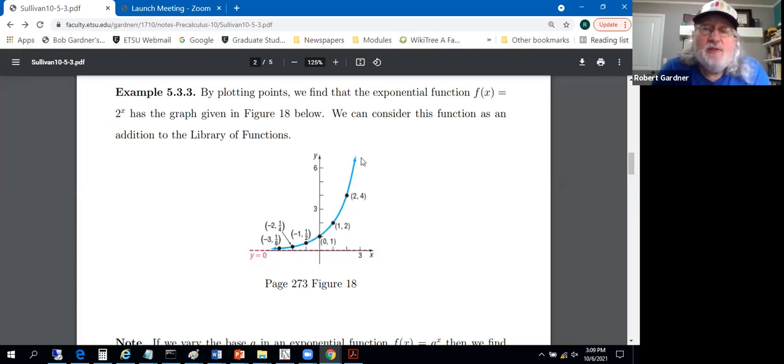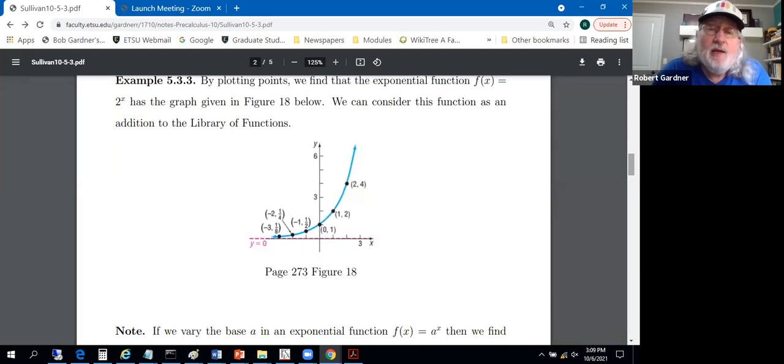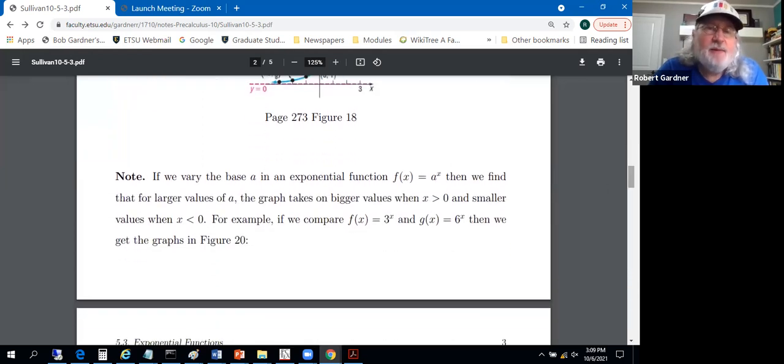So this is what the exponential function f of x equals 2 to the x power looks like. In a broad sense, this is what an exponential function a to the x looks like whenever a is positive. The numerical values will change, the steepness will change, but the general shape will remain rather the same. And that's the next topic.